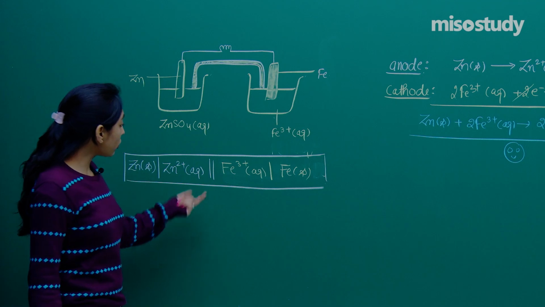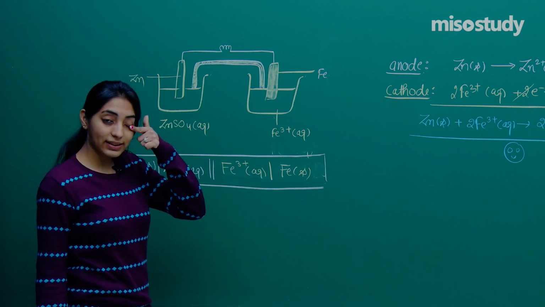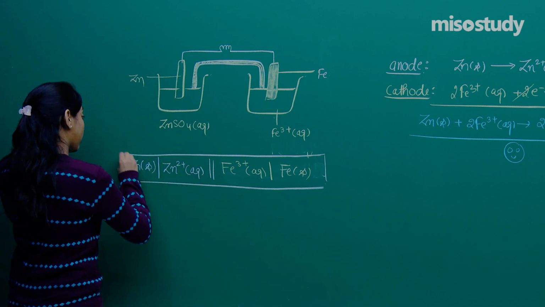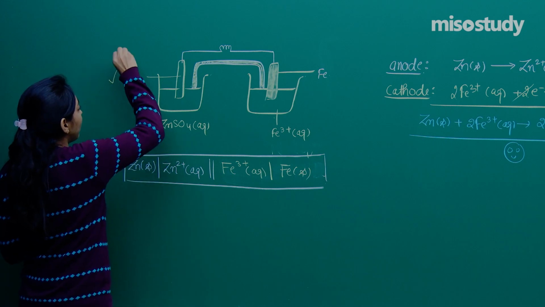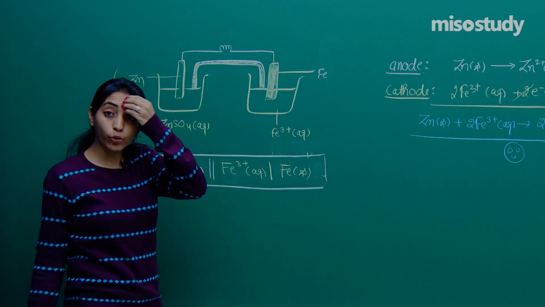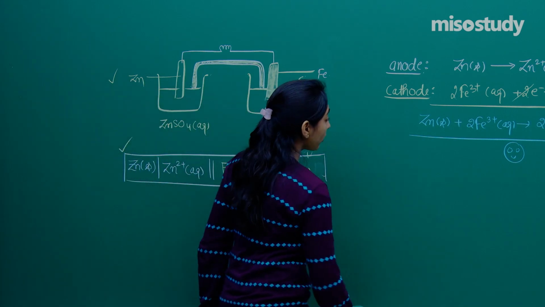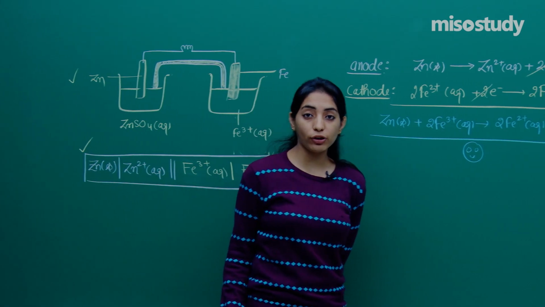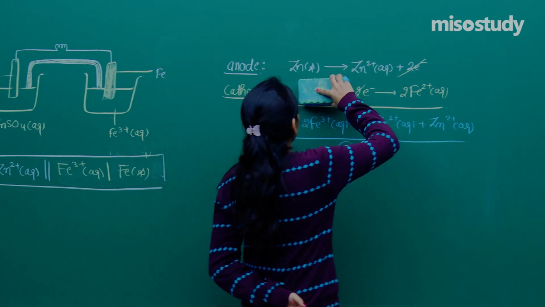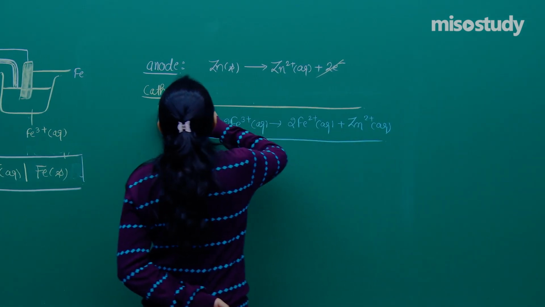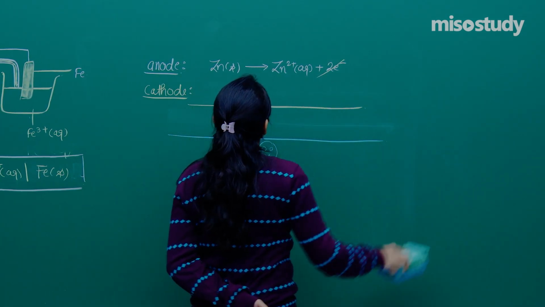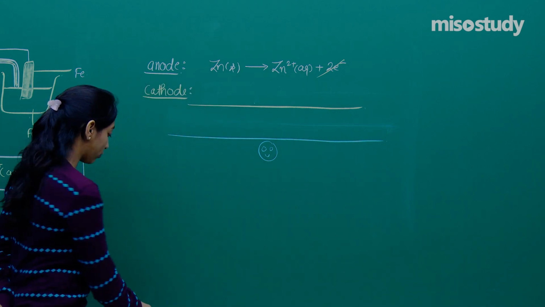Right? So my question was that you have to tell me what is the cell representation. So this is the cell representation, this is the cell diagram, and now you have to write the two half reactions taking place at anode and at cathode, and finally you have to tell me the full cell reaction. So this time the cathodic terminal and the overall reaction will get changed.